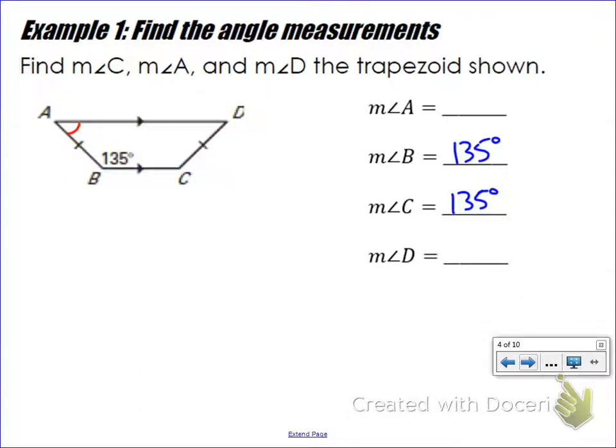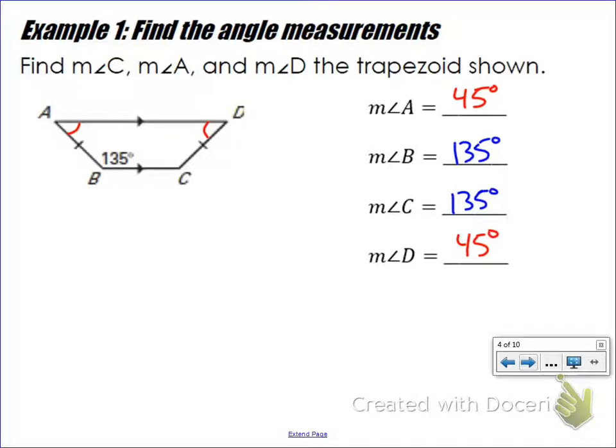we're going to subtract 135 from 180, which gives me 45 degrees. And again, because we know this is an isosceles trapezoid, angle A and angle D are going to be congruent because they're both base angles. So angle D will also be 45 degrees.